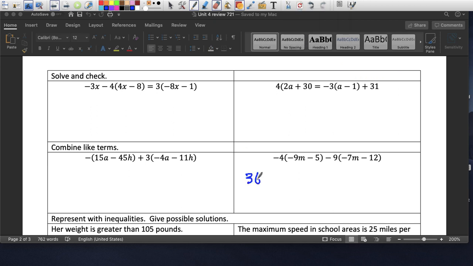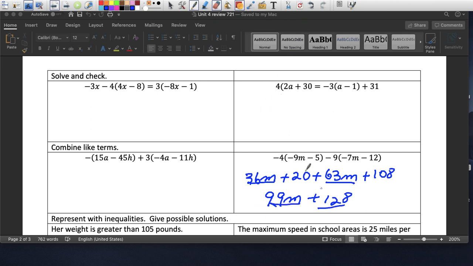This one I get 36m plus 20 plus 63m plus 108. Combine like terms, yeah, the m's together, which gives me like 99m or something. And then plus this 20 and 108 gives 128. Wow, talk about easy. And that's it, because then it becomes unlike terms, right? I can't combine those two together.